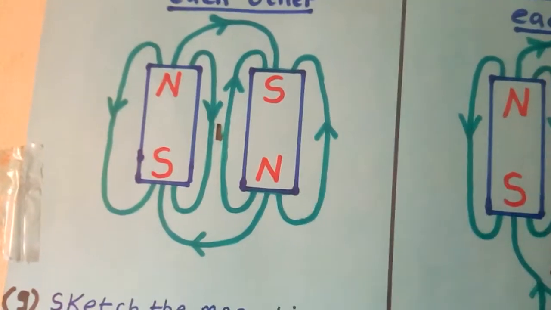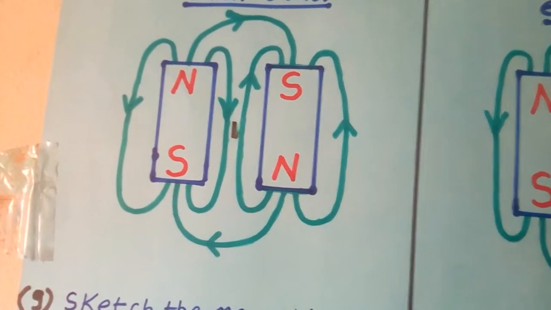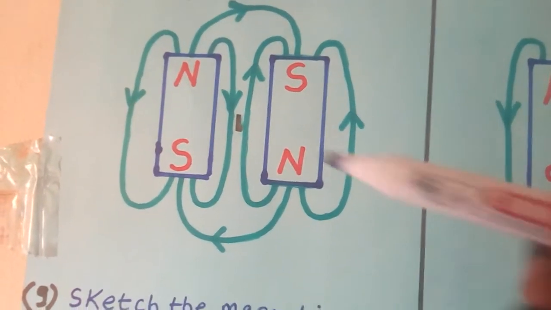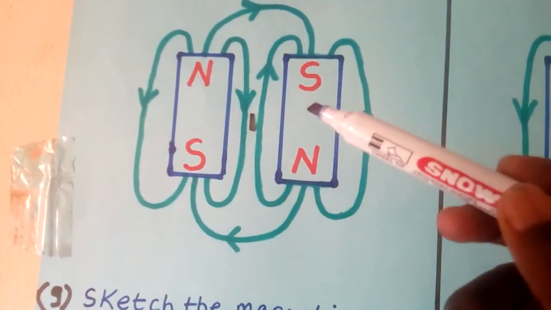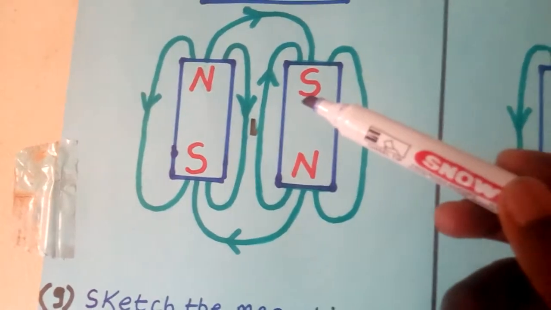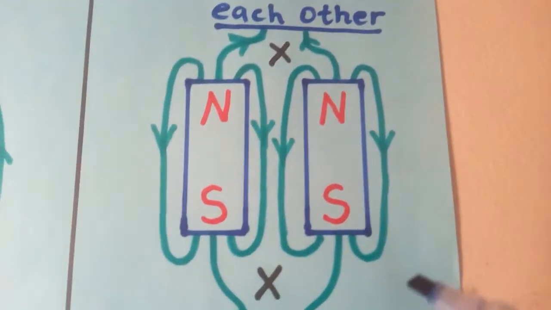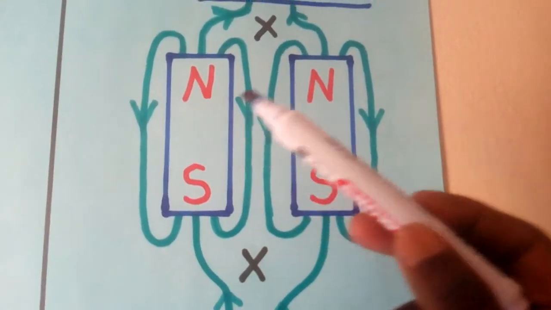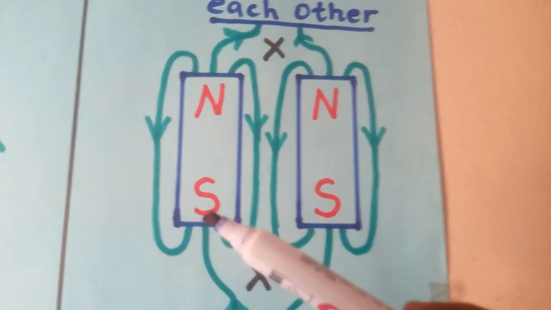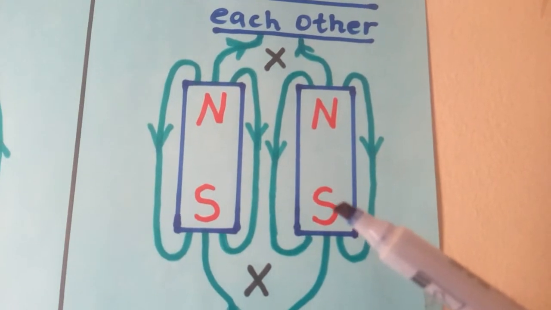And that is the same thing which happens this side. The only difference here is, here they are unlike poles, so they attract. But here they are like poles. You see, like north near north, and then south near south. How do you show that they repel?